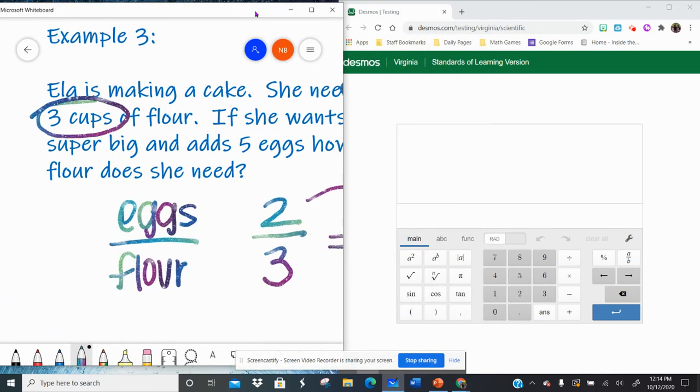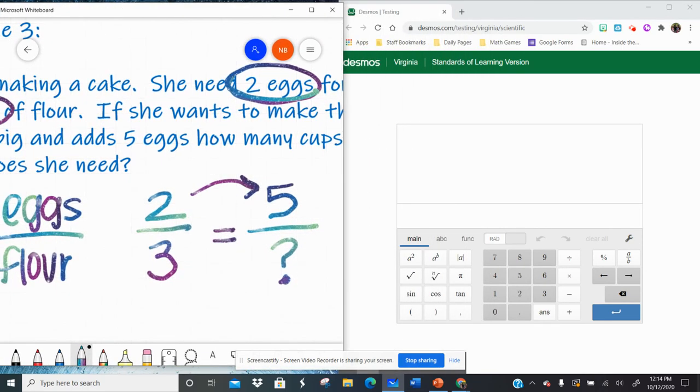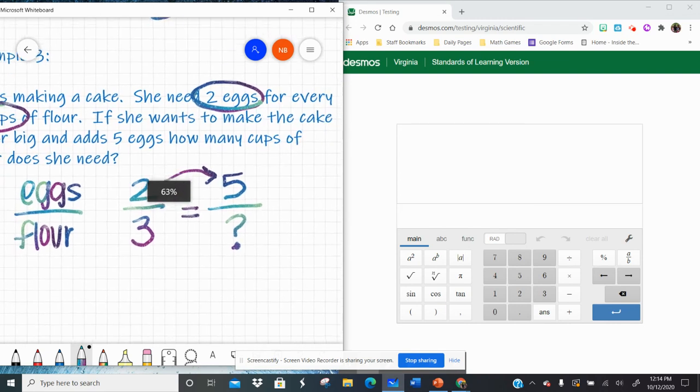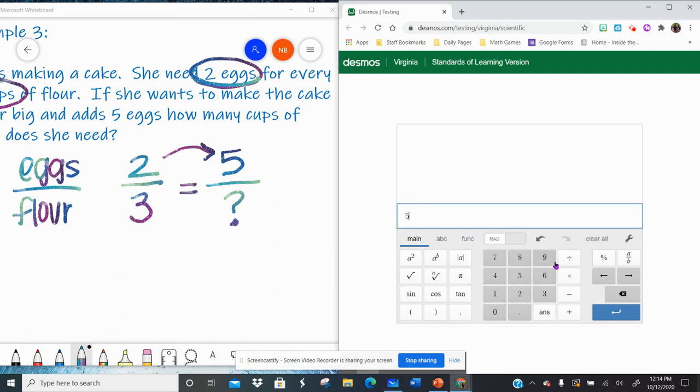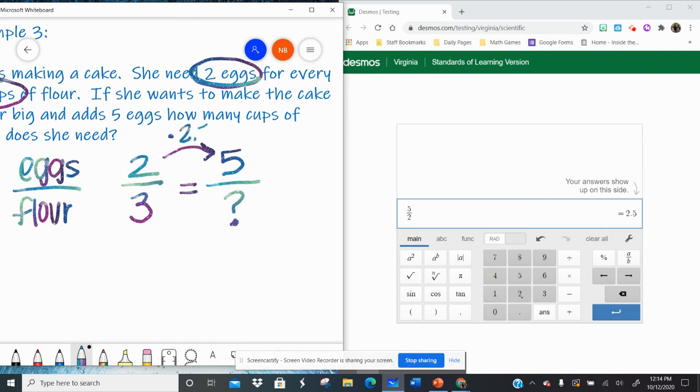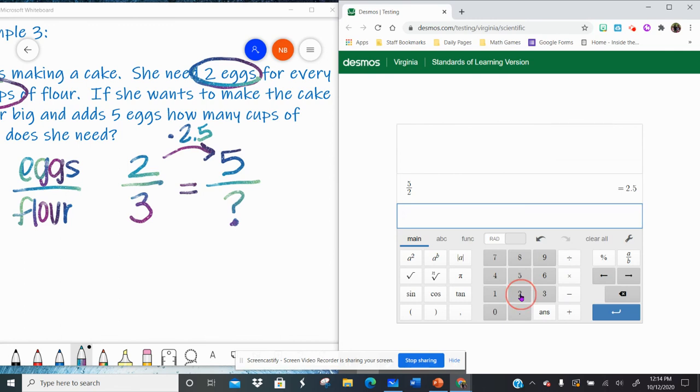You're going to use that Desmos calculator, right? So let's pull up our Desmos calculator, and we have 2 to 5. Well, to figure out what I multiply by here, I divide if I'm working backwards. So I'm going to take 5 divided by 2. And that tells me that my common multiplier is 2.5, 2 and 1/2, right? I can check that by saying 2 times 2.5, well, is 5.